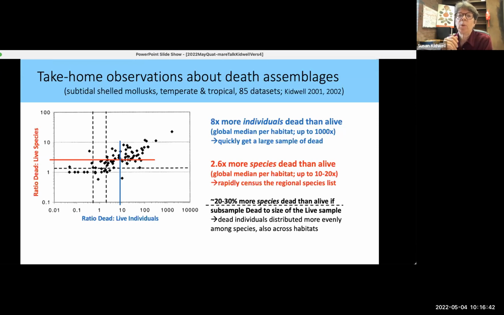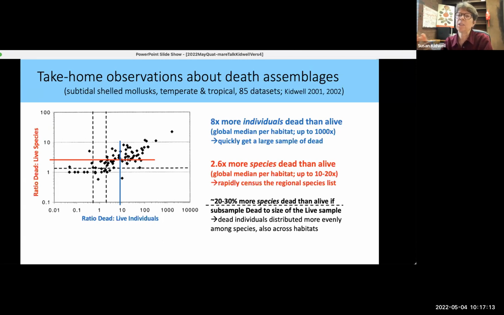In that sample, the dead typically has around 2.5 more species than you would register in the counterpart live sample, which means that using the dead, you can very rapidly accrue a regional scale species list. And then finally, what's shown there by the dashed lines is where on the x-axis you've got 1-to-1 numbers of live and dead. So the sample sizes of the two assemblages are about equal.